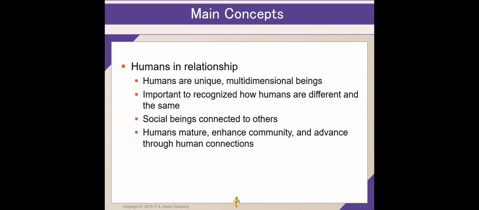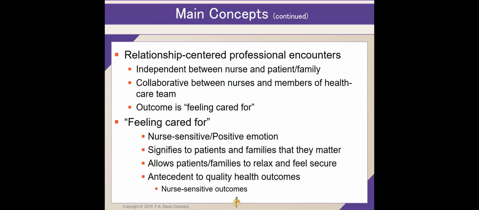Here's some of the main concepts, and you will recognize the meta paradigms here, that humans are in relationship. Here's some beliefs about humans in this, that we're unique, multidimensional beings. We're both different and the same. We're social, and we mature, we form communities, and we advance through human connectedness. Other concepts are relationship-centered professional encounters. So these are interdependent between the nurse and patient family.